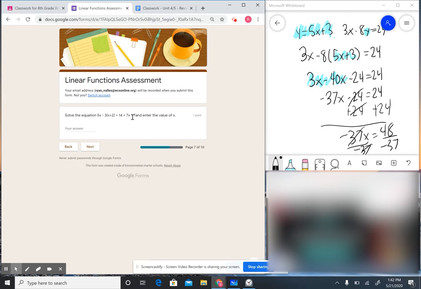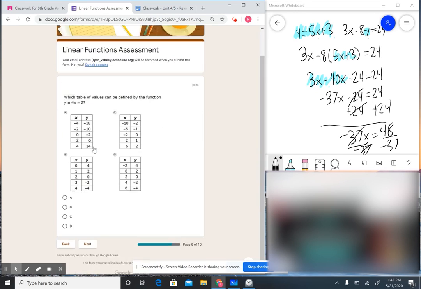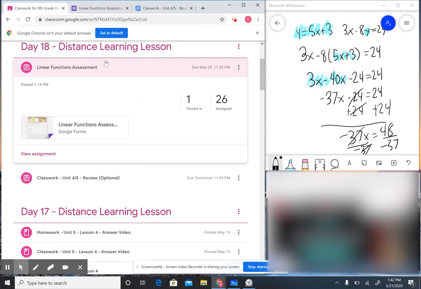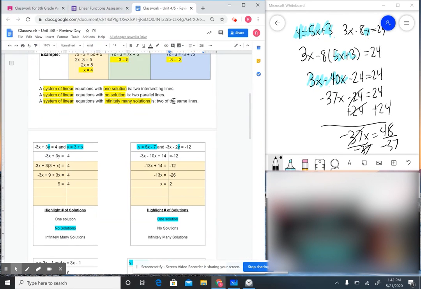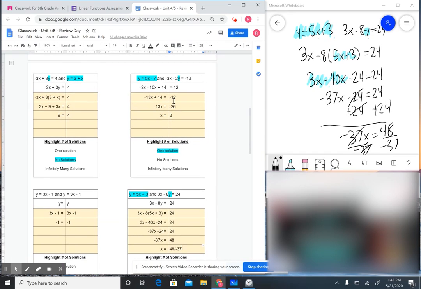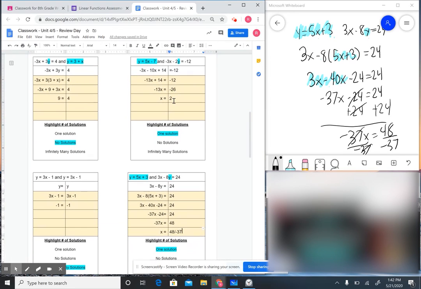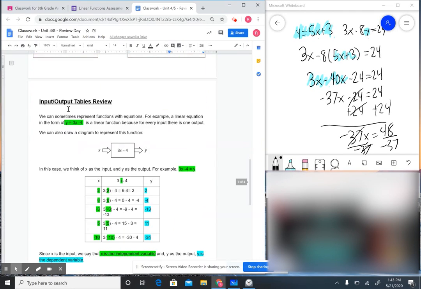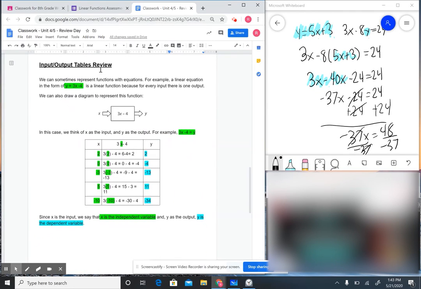Just solve for x here. Don't forget to do the distributive property, combine like terms, add something over, subtract something over, divide by whatever you have left over, right? And then for these ones that we're going to review right now, we're going to do these tables right now. Okay? And so if you look at the second page, here, that's on the second page, right here. So you can see that these are the input-output tables, right?